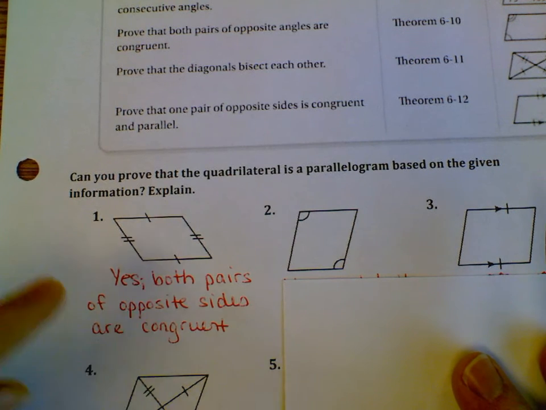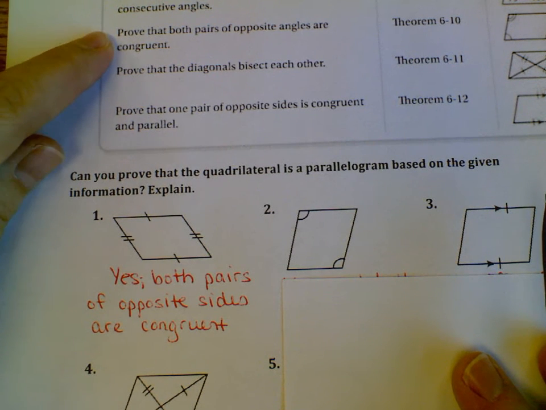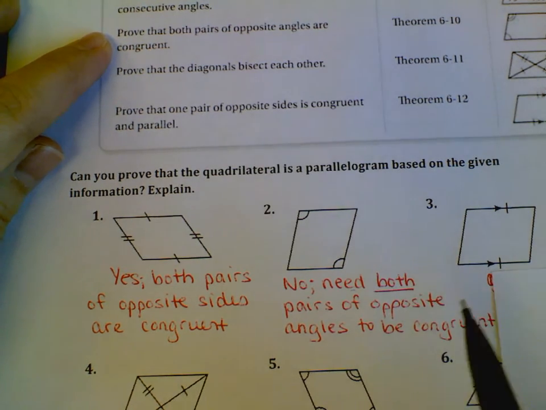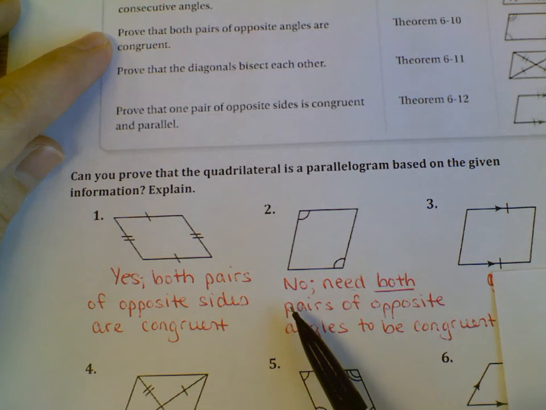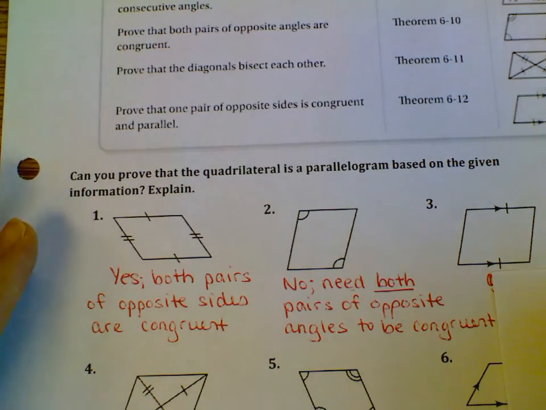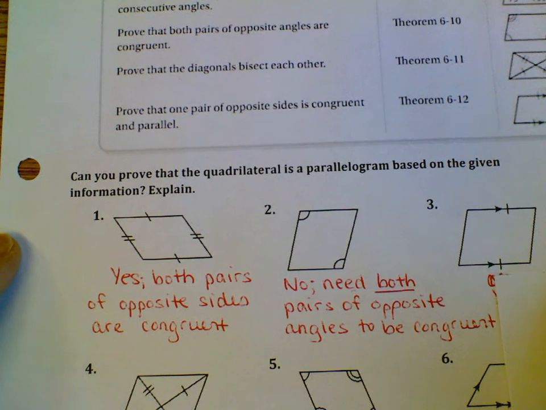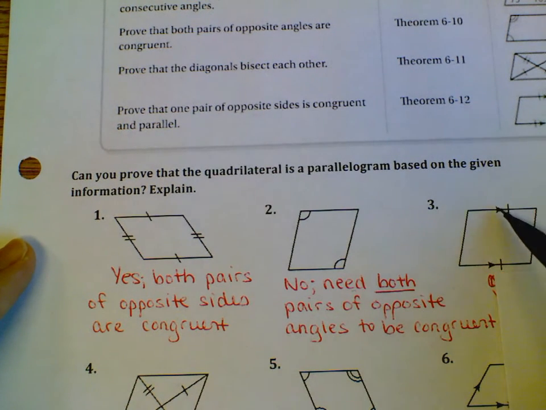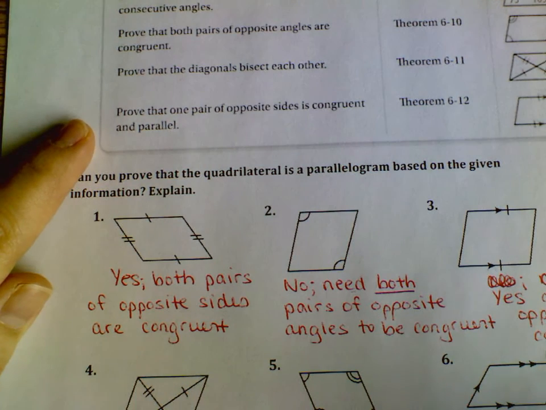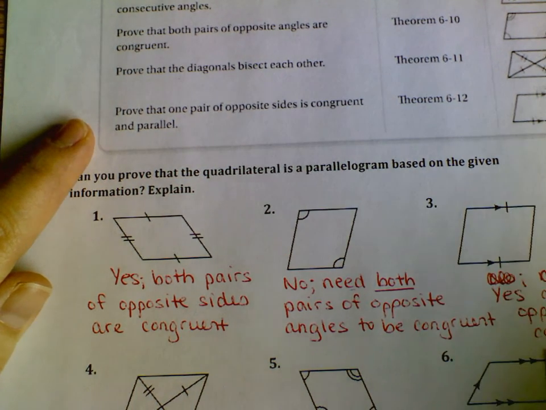notice that in your fourth one down, it says both pairs of opposite angles have to be congruent. So in this case, my answer would be no, because in that fourth one, it has to be both of them, not just one set. And then number 3, I have one set of parallel sides, and I have that same set congruent. That fits that very last piece in that summary box. So my answer would be yes, one pair of opposite sides is congruent and parallel.